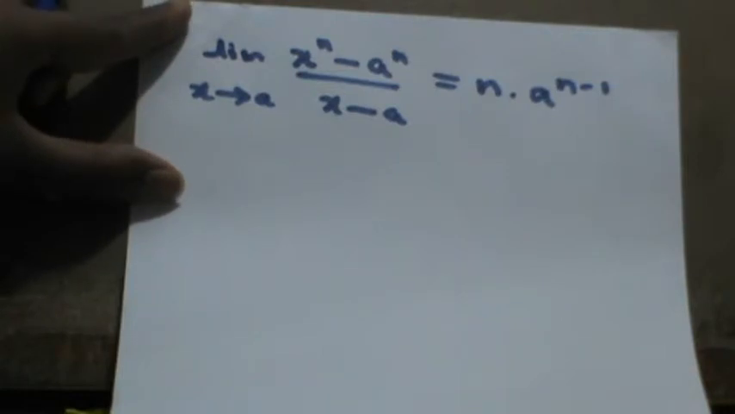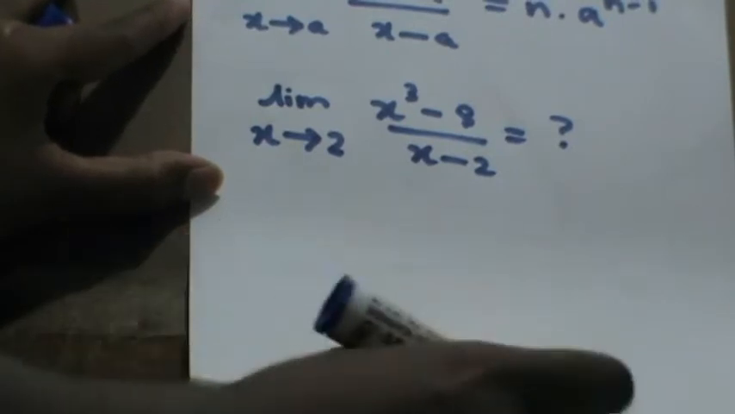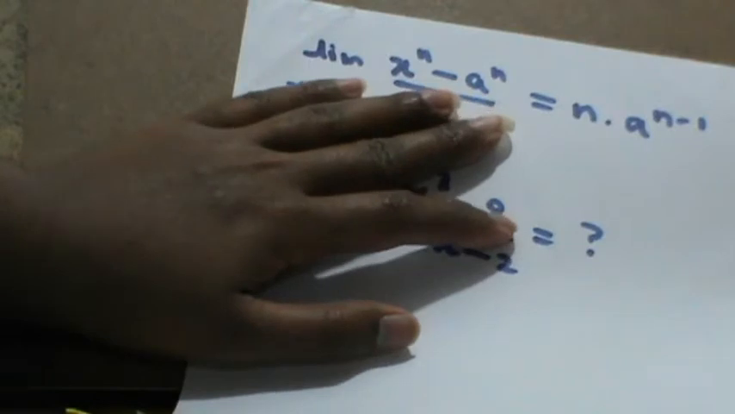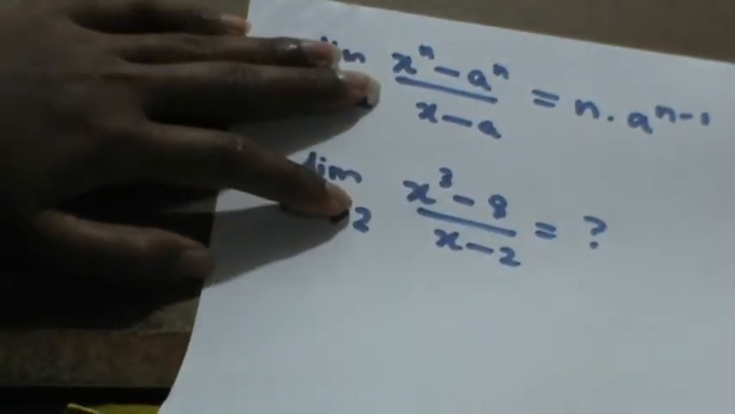Alright, so the first example I'll be taking is this one. If you are given something like this, a simple thing, limit of x cubed minus 8 divided by x minus 2, how can we solve it? First of all, as I mentioned in the last video, I explained this concept, this theorem.